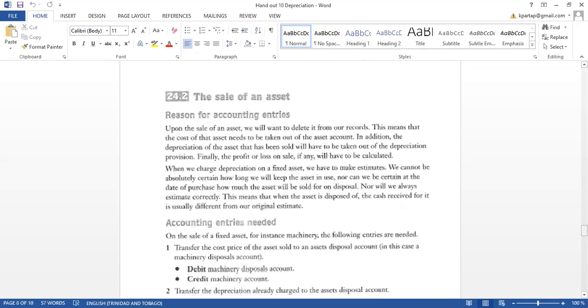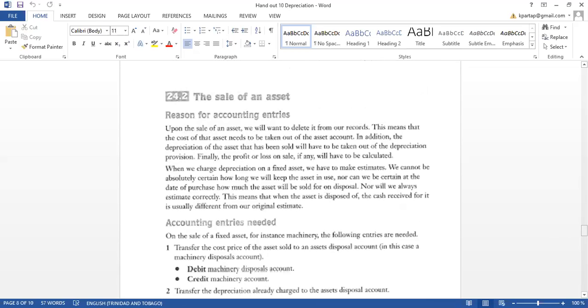dispose of an asset. So we know when we buy the asset, we are going to debit the asset account and we are going to credit the bank account. We debit the asset account, we credit the bank account. Now we are going to look at when we are ready to sell the asset. So upon the sale of an asset, we will want to delete it from our records.